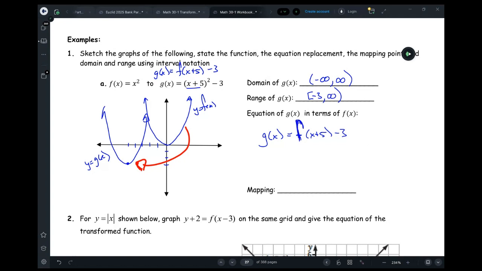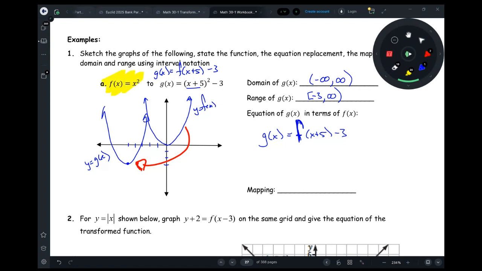The f here means, if you go back over to the notation, take whatever's inside the parentheses and square it. So the f is telling us to do the squaring. So when I have f of x plus 5, that literally means if I'm going to take g of x, I'm going to take that x plus 5 and square it. Whatever's inside there gets squared. After that's done, I would subtract 3.